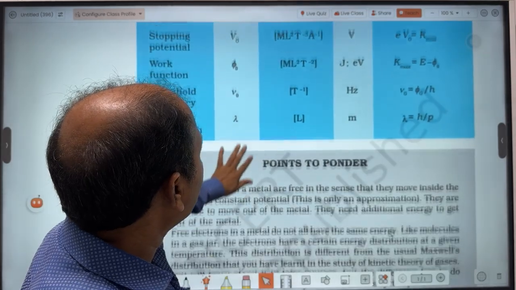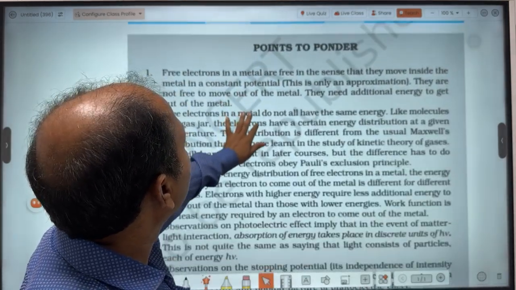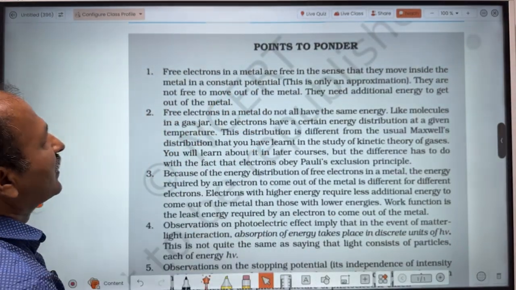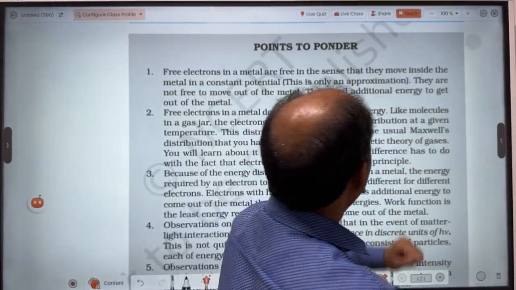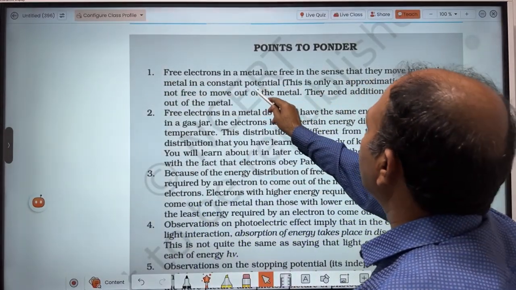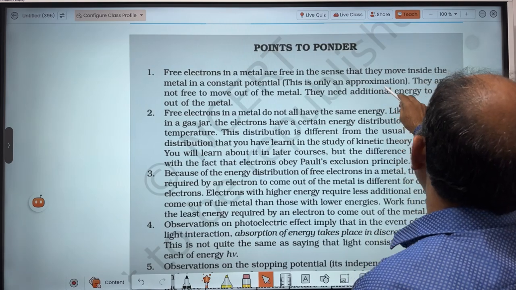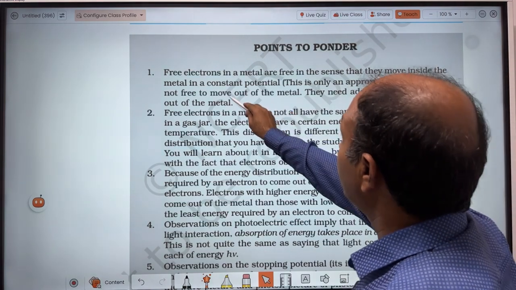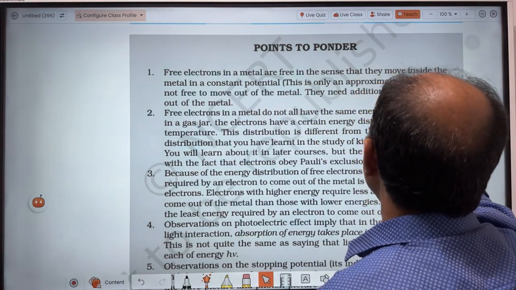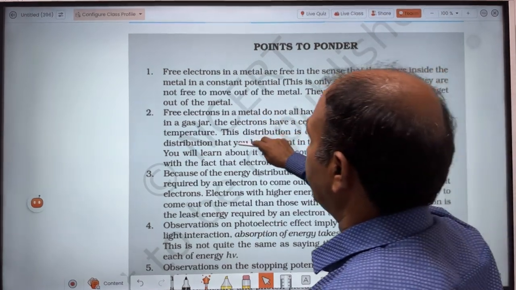Now we are going to see some more points. Free electrons in a metal are free in the sense that they move inside the metal in a constant potential. This is only an approximation. They are not free to move out of the metal. They need additional energy to get out of the metal.